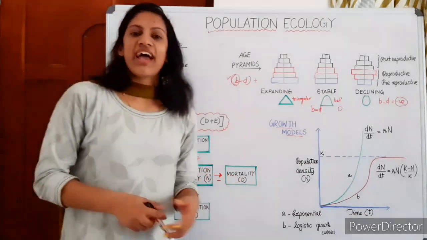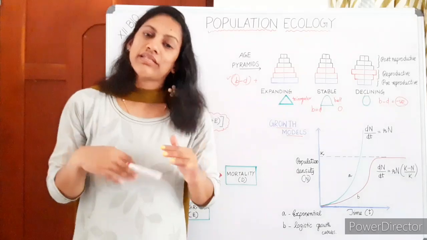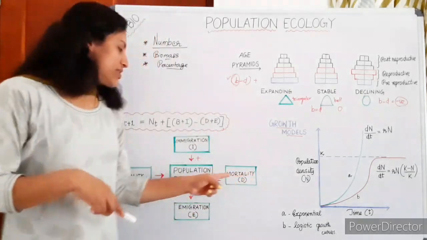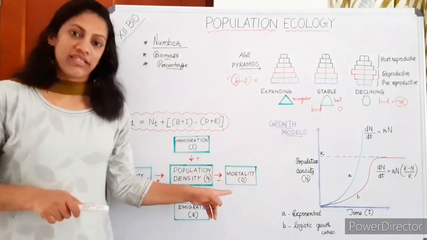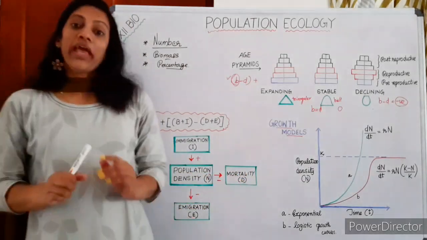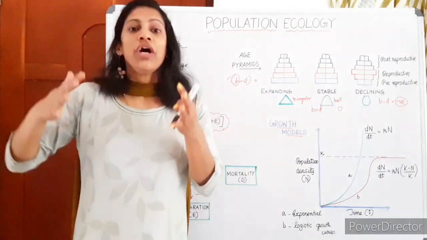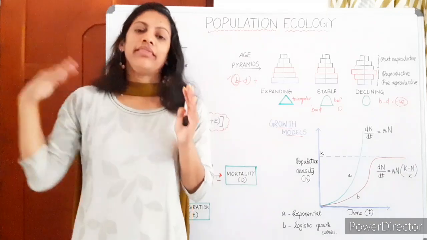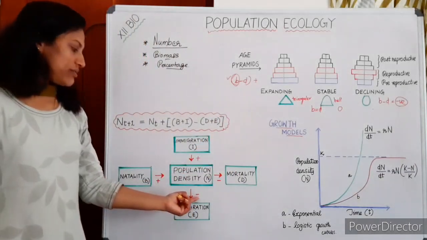Whereas mortality, in the same area, when death occurs, it decreases the population density. So it's a negative factor. Mortality, the death rate, is a negative factor represented by D. Then in the same way emigration: if some of the individuals of the population move somewhere else, then it declines the population density. That is a minus factor.